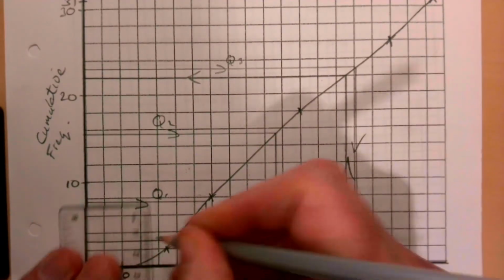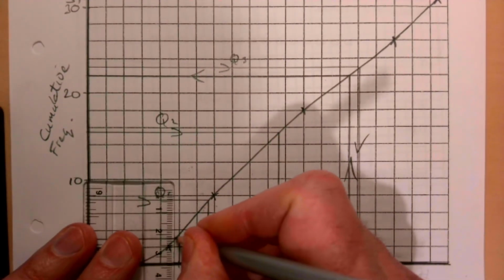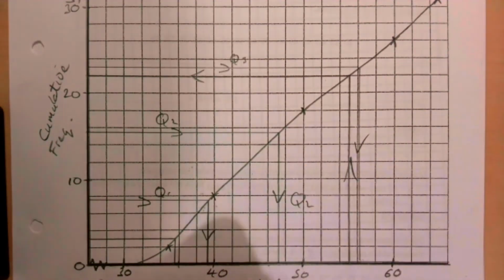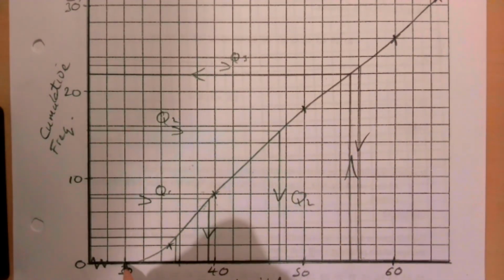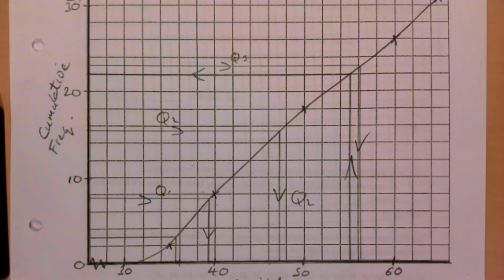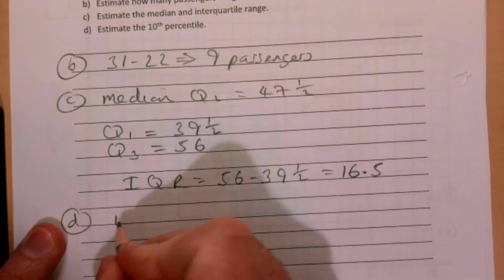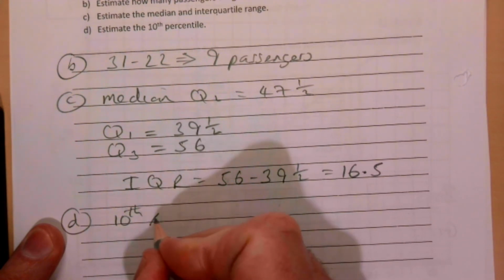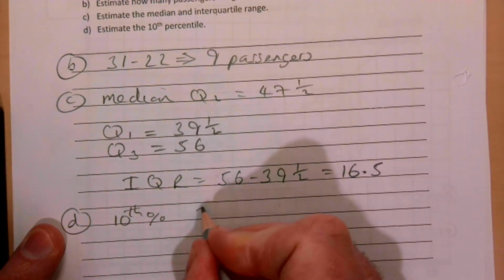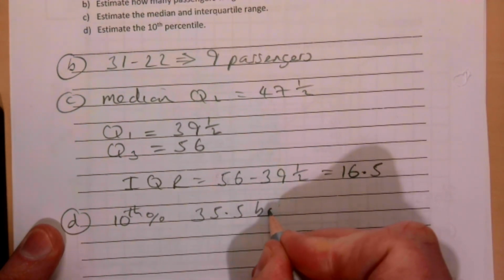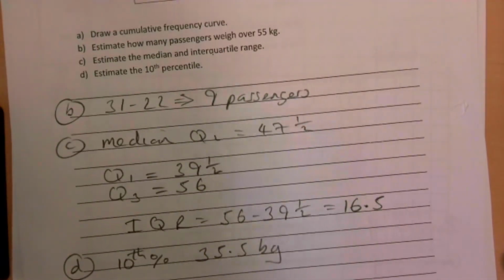I'm going to read off there and read down. Got the value there for the 10th percentile, so that's 30, 32, 34, 36, 35 would be there, so I would say that 35.5 would be 35.5 kilograms. We have that.